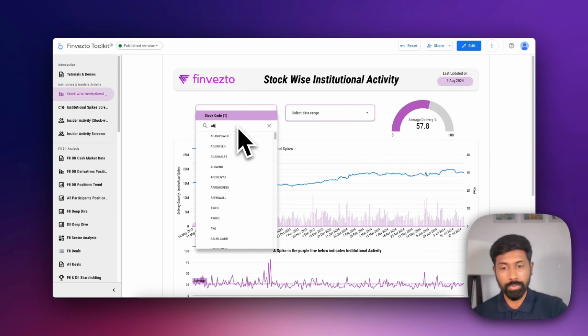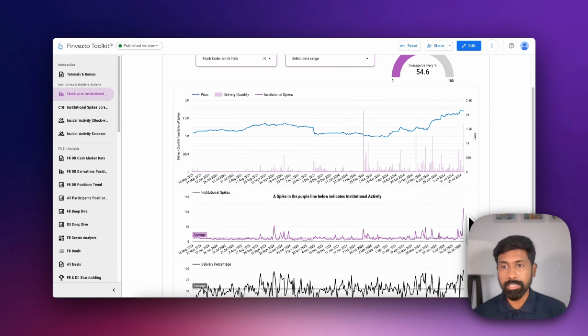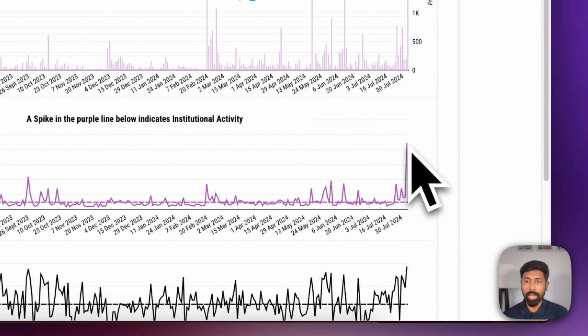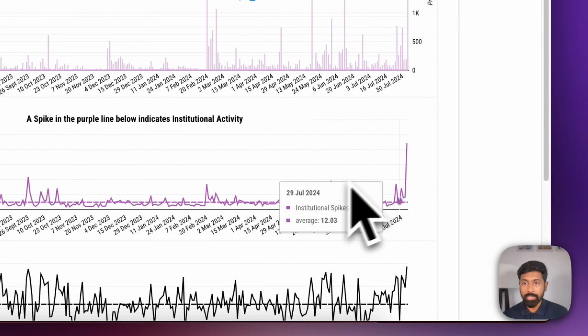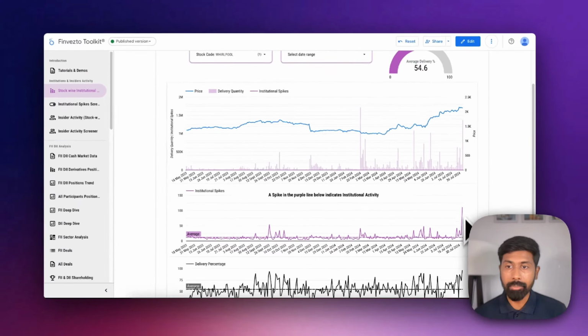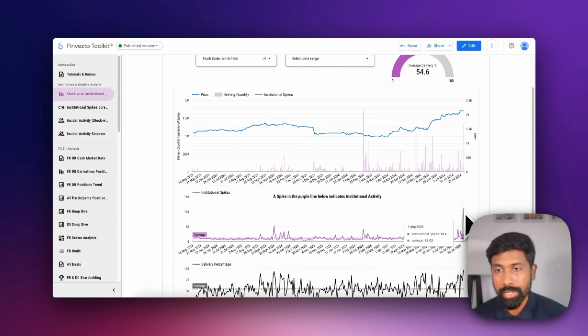Now, what this means is, if you go to the previous tab, stock-wise institutional activity, and search for Whirlpool, you can see that the spike is actually very high. Normally, you see the spike level here, right? But this spike is almost 9 times the average dotted line. So this means there has been heavy institutional activity in Whirlpool. Basically, the aggression number refers to how big this particular spike is.